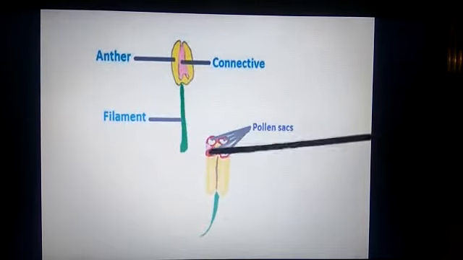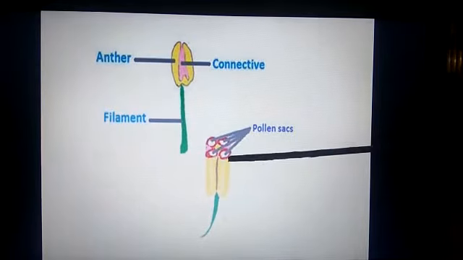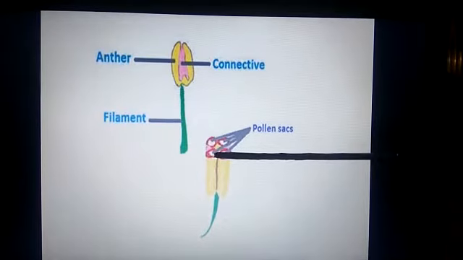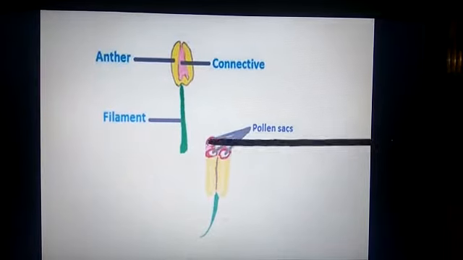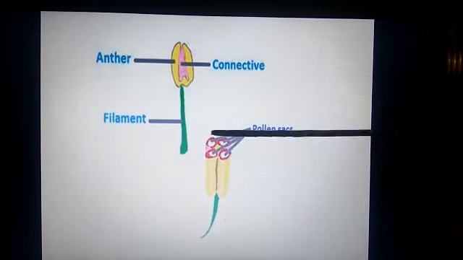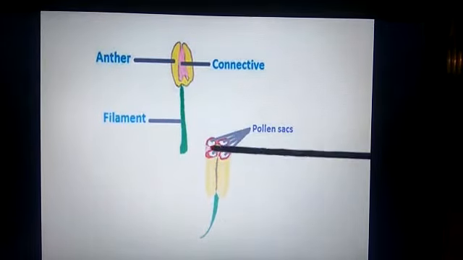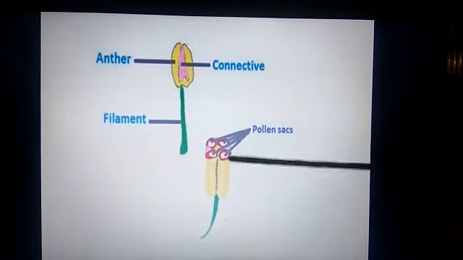This is one lobe, and this is another lobe. So 2 lobes are there, and each lobe has got 2 pollen chambers, or we also call this theca. Each lobe has got 2 theca. Therefore, 2 lobes will have in total 4 pollen chambers or 4 thecas.